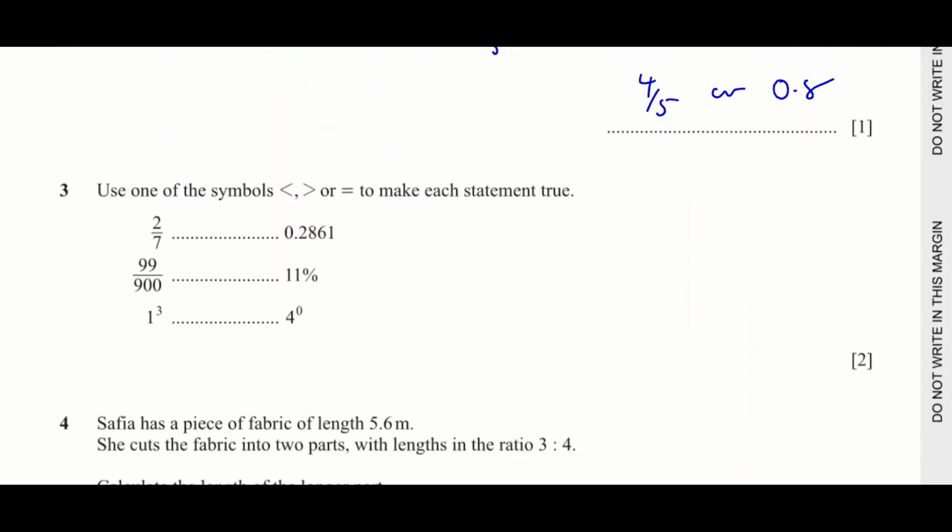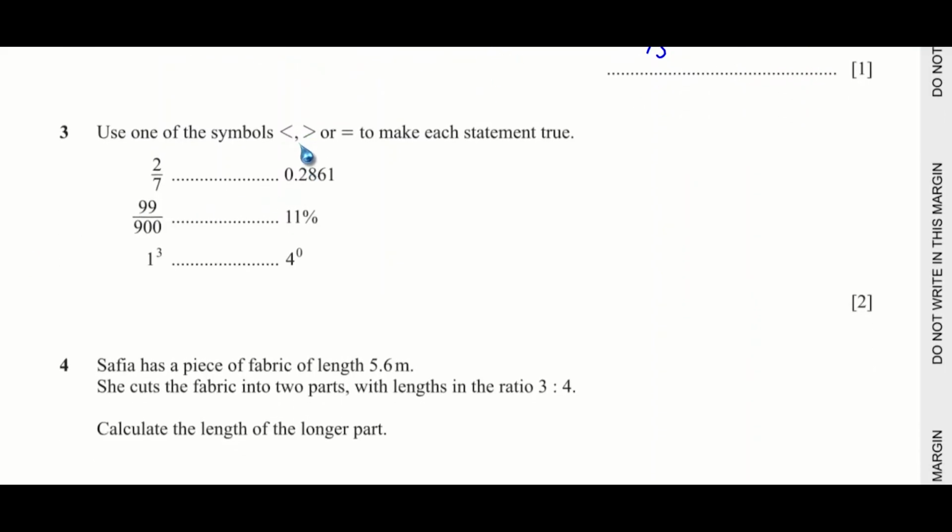Question 3. Use one of the symbols less than, greater than, or equal sign to make each statement true. 2 out of 7. If you input this into your calculator, it will give you 0.857. And if you compare it with this, similar, you have 2 here, you have 8 here. Okay, I think I omitted 2 here. Should be 0.2. So they are similar up to this spot. The next one is 5 here and the next one is 6 here. So this one is less than from that place value.